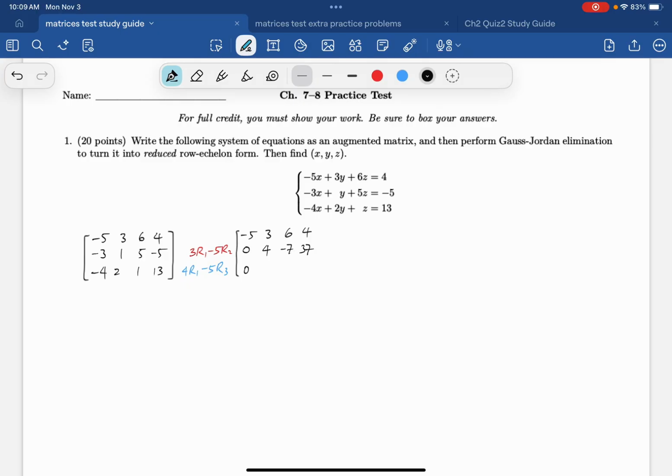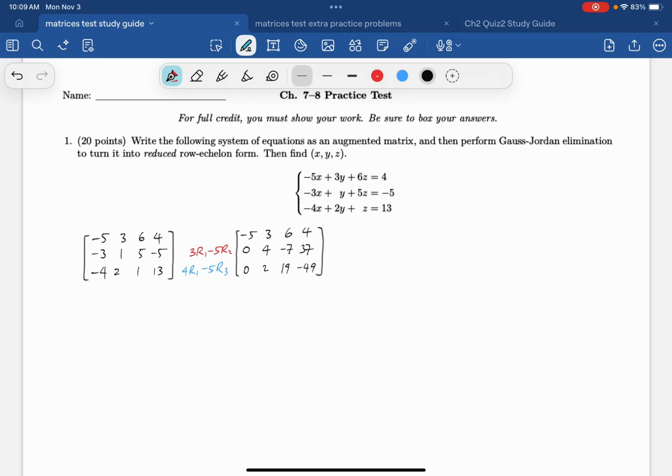Then the bottom row becomes 0. Then 12 minus 10, so that's 2. Then 24 minus 5 is 19. And then 16 minus 65 is negative 49. I hope. 16 minus 65. Yeah, really struggling with this arithmetic. It's not easy. Yeah. Negative 49.